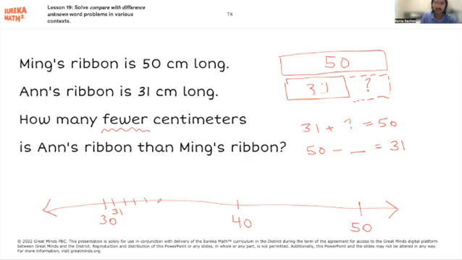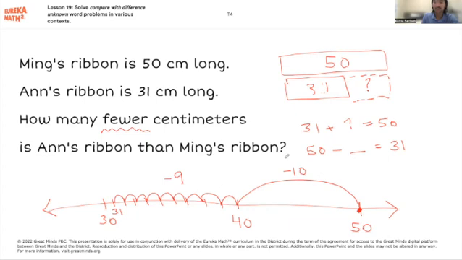32, 33, 34, 35, 36, 37, 38, 39, 40. Making sure I have the right number here, right? I could draw between 40 and 50, but I don't really need to do that, right? Because when I'm subtracting, I can just take a big jump, right, to my next 10. So minus 10, and then start taking my smaller jumps. 2, 3, 4, 5, 6, 7, 8, 9. So I did 1 minus 10, and then minus 9.